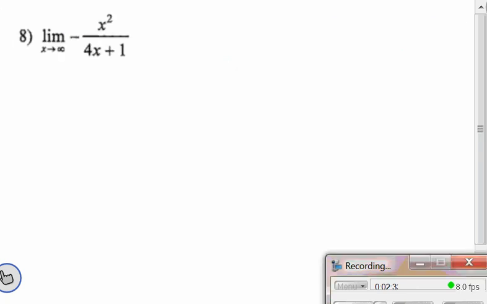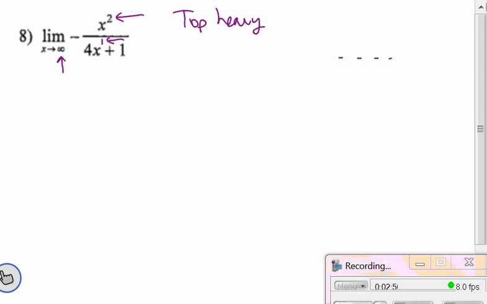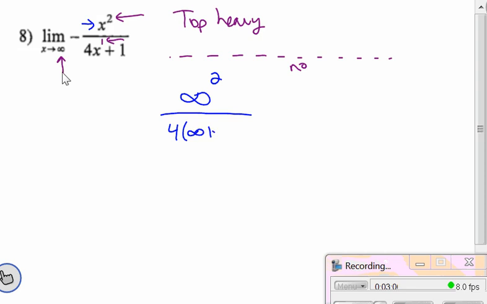Okay, I'm not going to repeat what I just said for problem 7, but again, this is a limit that goes to infinity. Once again, the degree of the numerator versus the denominator is bigger, so it's top-heavy again, which means there is no horizontal asymptote. So this thing is free to grow or shrink any way it wants. So as x approaches infinity, I'm going to imagine putting in infinity squared over 4 times infinity plus 1.